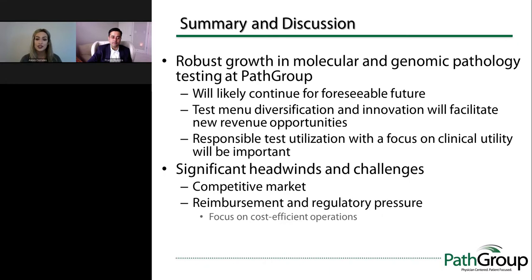Our next question is, why should payers reimburse for testing that places a patient onto a clinical trial? Would that be considered experimental?